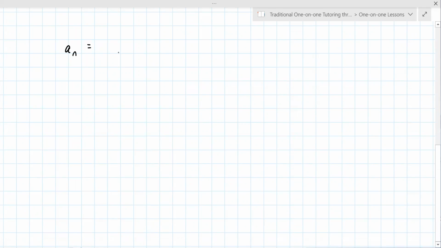Let's say I tell you that a sub n equals -1 to the power of n times a sub n minus 1. And let's say that A2 equals 10. Can you tell me the value of A3 based on this information? Let's see if this is clear or not.